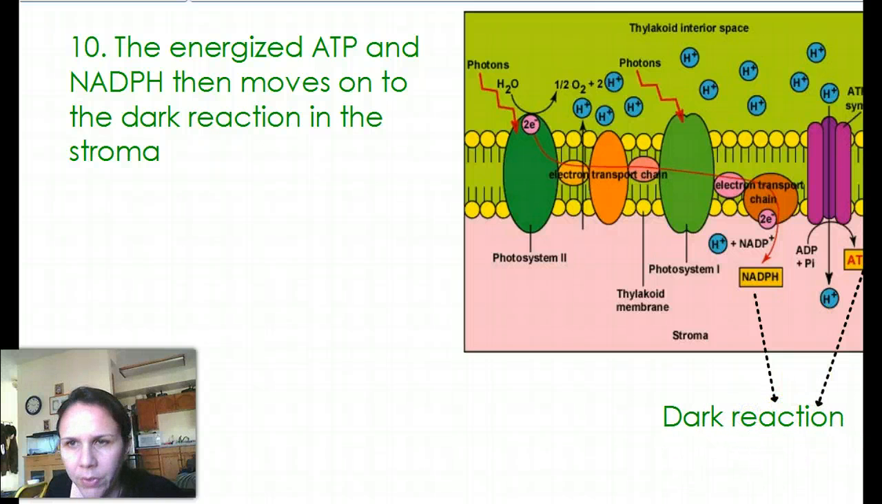There we go. So these guys are full of energy now. So I'm going to take them and send them on over to the dark reaction where they can provide the energy needed to get that process going. So energized ATP and NADPH moves on to the dark reaction, which occurs in the stroma, which is the fluid in the chloroplast that surrounds the thylakoids.